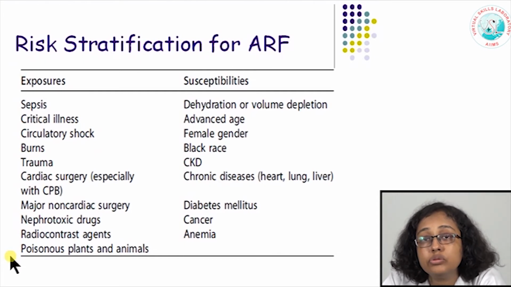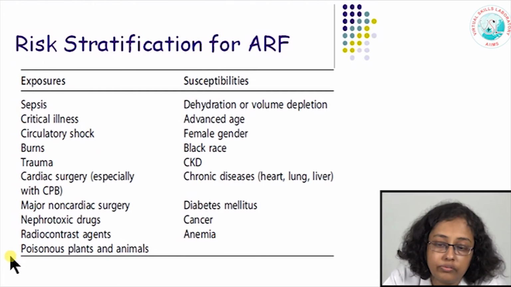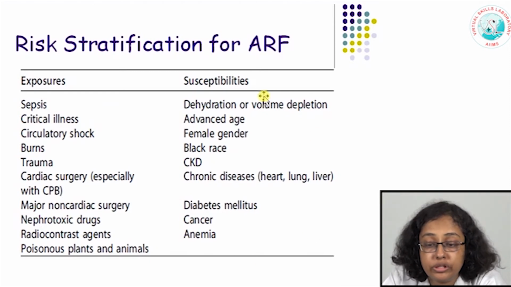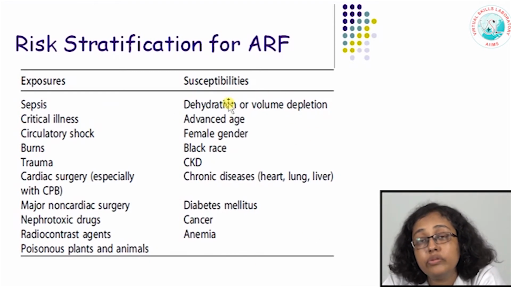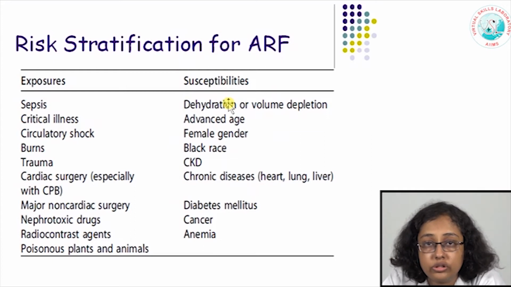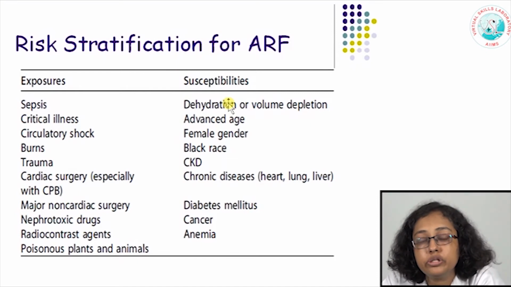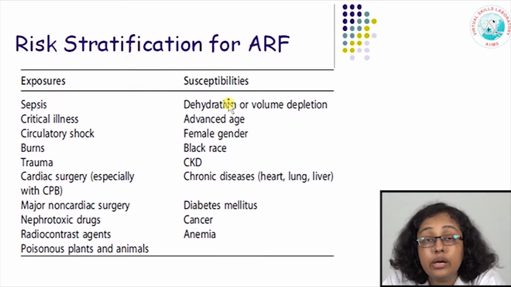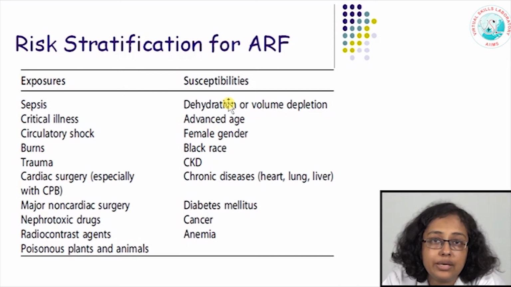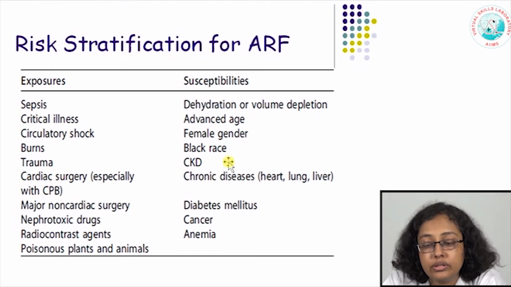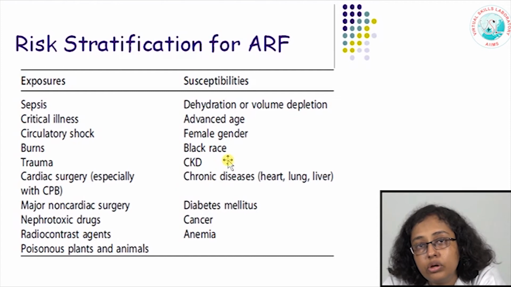So there are certain factors which make a patient susceptible to acute renal failure, like a dehydrated patient, dehydration or volume depletion. So if a dehydrated patient is given a contrast agent during a CT scan, he is at a higher risk of developing an acute renal failure compared to a patient who is well hydrated. Similarly, advanced age, elderly patients, females, a black race, a patient who already has some underlying chronic kidney disease. So as I said in my initial slides, an acute kidney injury can develop in a patient superimposed on a chronic kidney disease, any other chronic disease involving any other major system.